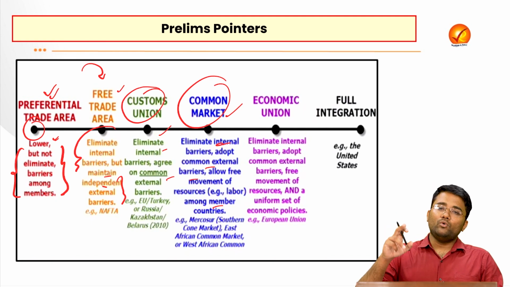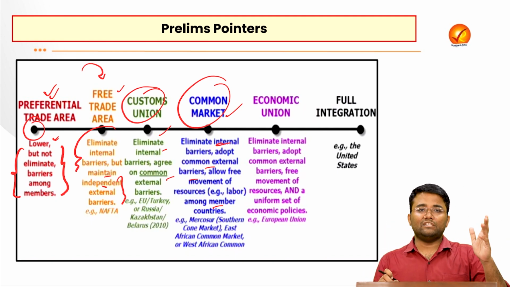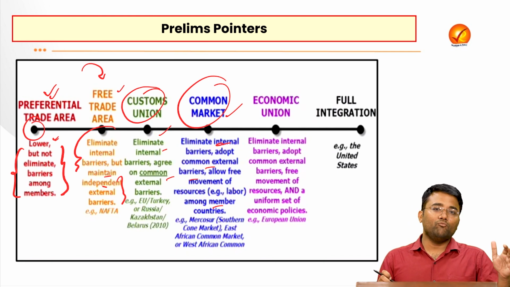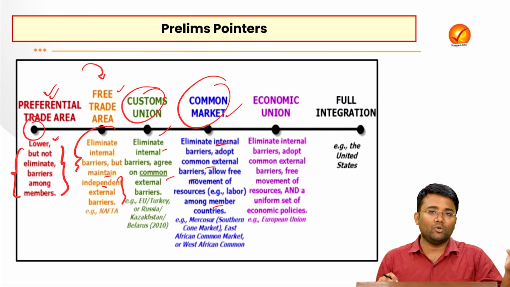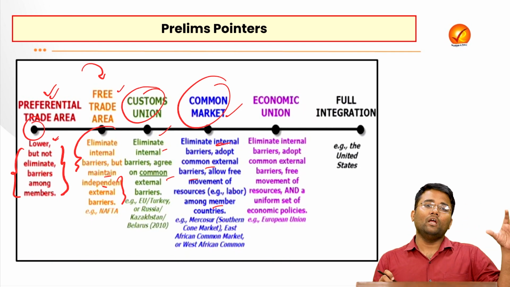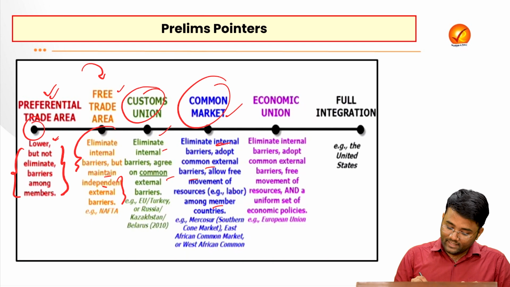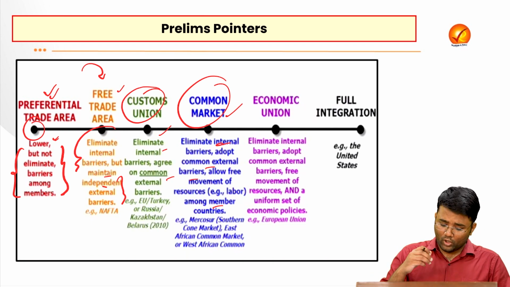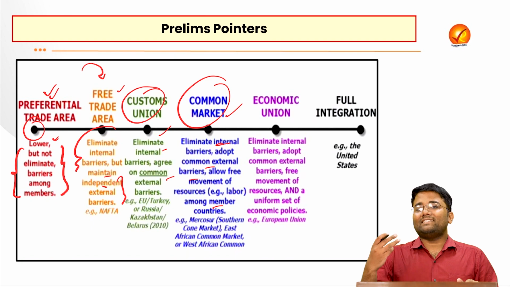For example, you would have seen that various people go to the US and other countries for jobs, but there is not free movement. The visa restrictions are there. For what purpose you are going, for what job you are going, all that has to be told to the US authority, and only then will they issue the visa. That is why in a common market there is free movement of resources, that is labor, capital, etc.